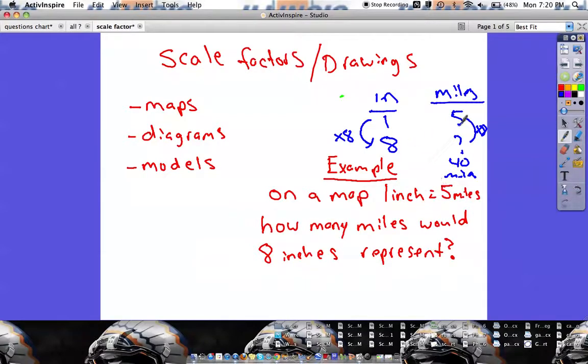Those are the kinds of problems that we're going to be taking a look at here, and I really want you to catch on to this. This shouldn't be any different than what you've done before. It's just a little bit different context.